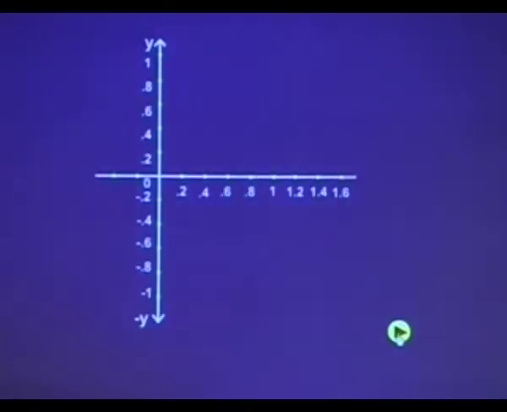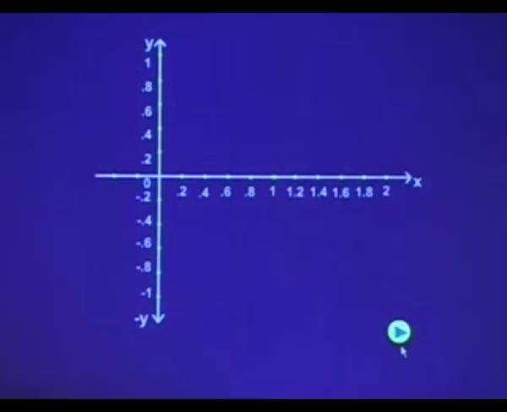Let us summarize this method once again. I am just summarizing with the help of the second example. First we had the range, then on this range we first drew the isoclines.